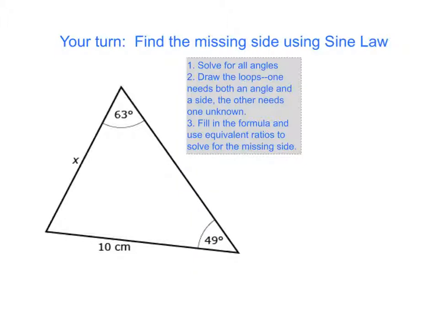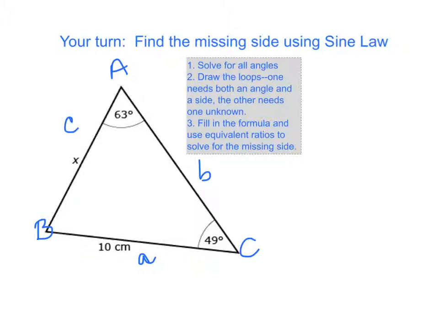All right, here's your chance to try sine law. Notice this one doesn't have any label, so that would be a great place to start. You can label them in any order. We can label this one as A, B, and C, little a, little b, little c.